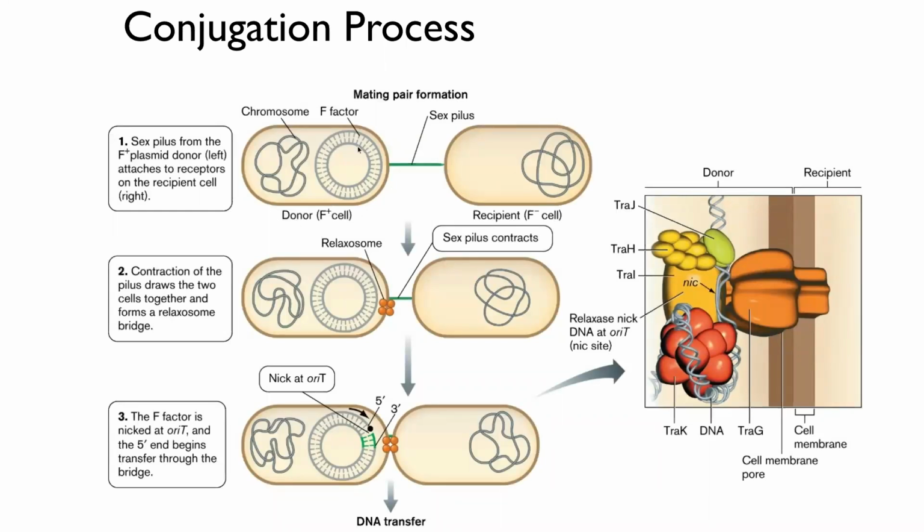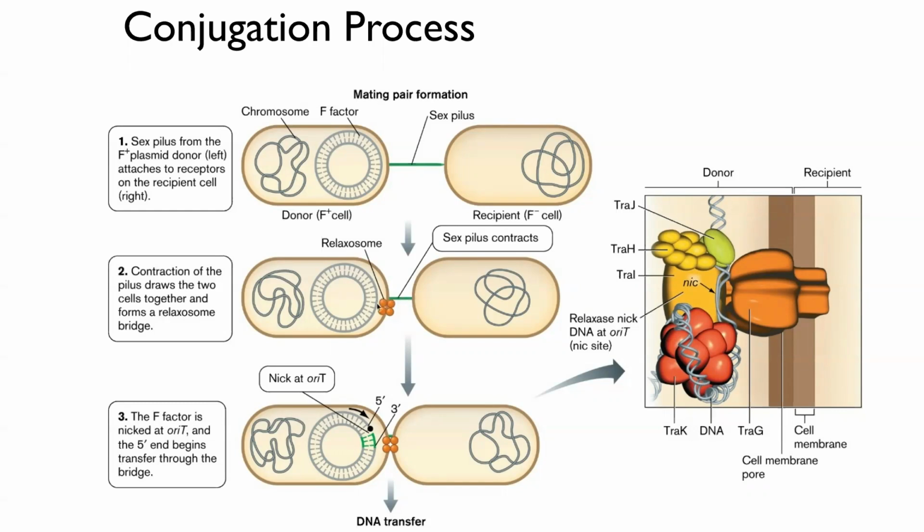It has a plasmid. It is an F positive cell, which means it has the F factor on its plasmid. The first thing it does is extend its sex pilus from the left side here to the right side here. Now its recipient is an F minus cell. Now what happens is a relaxosome, which is just a protein complex, essentially retracts this pilus. It just pulls the other bacteria nice and close.